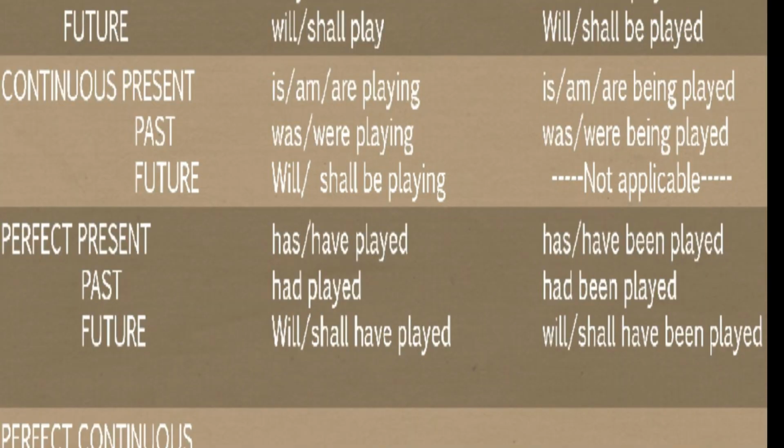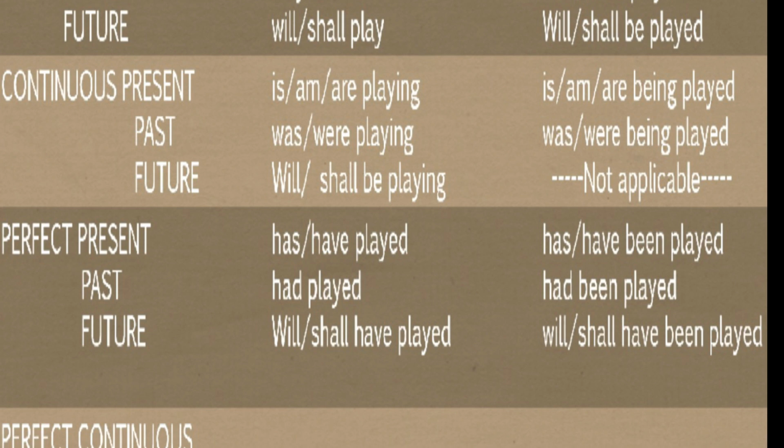In case of the present perfect tense, in the active voice, we have the verb form has or have plus played. With the singular, we use has. With the plural, we use have plus played. Now, when this tense is transformed into the passive voice, it will be has or have been played. Here, the form of the verb be, been, is used.